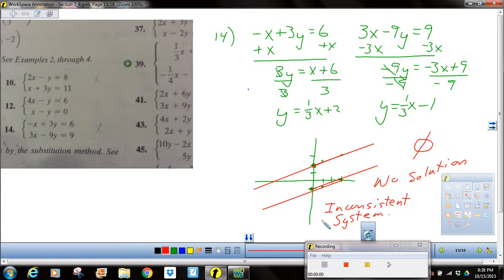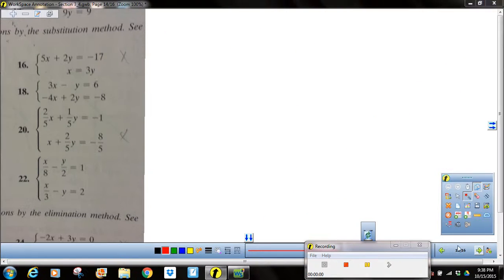Okay, so that's it for using graphing. The next method we're going to talk about is substitution. It's a little bit more involved. Usually the best time to use it is when one of the equations is very easy to solve for either x or y. Like this one, it's already solved for x. It's going to work out nicely.